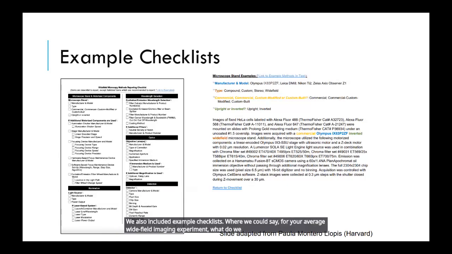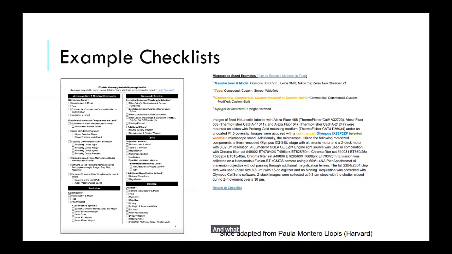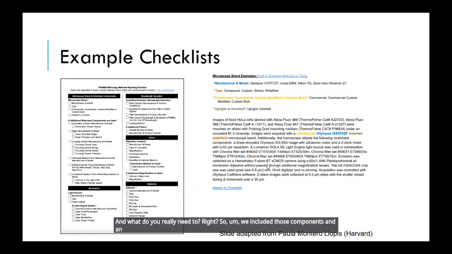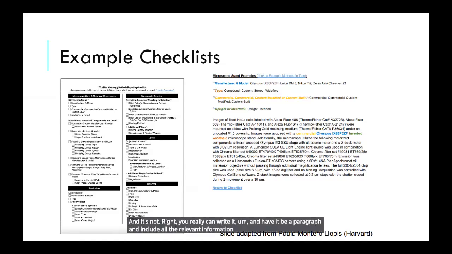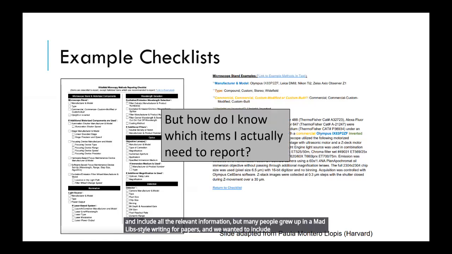recommend you have and what do you really need, right? So we included those components and an example text of what that would look like, because everybody said there's no way I can include that in my methods. It will be 8 pages long, and it's not. Right, you really can write it and have it be a paragraph and include all the relevant information, but many people grew up in a Mad Lib style writing for papers, and we wanted to include that for them.